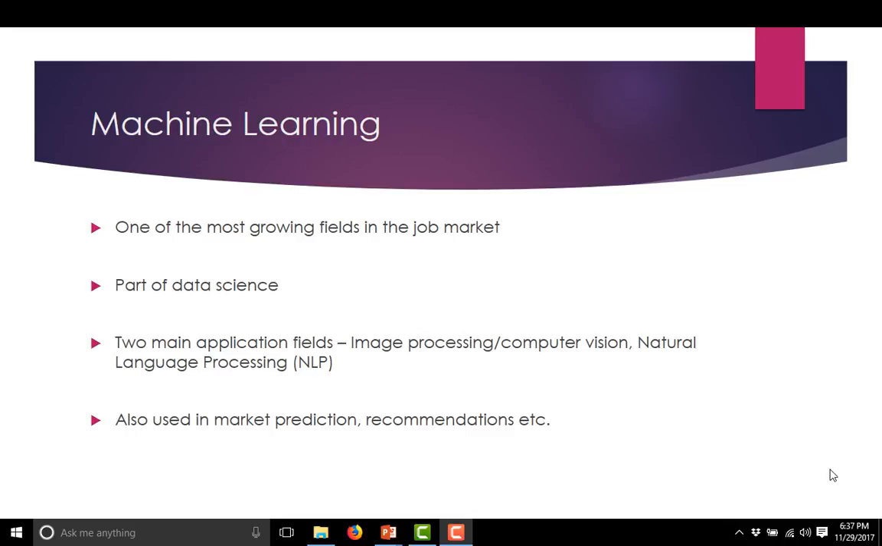So why will you learn about machine learning? Machine learning is right now the most growing field in the job market. It's a part of data science. There are two main application fields of machine learning. One is image processing or computer vision, another is natural language processing. It has some other applications like market prediction, recommendation, etc.